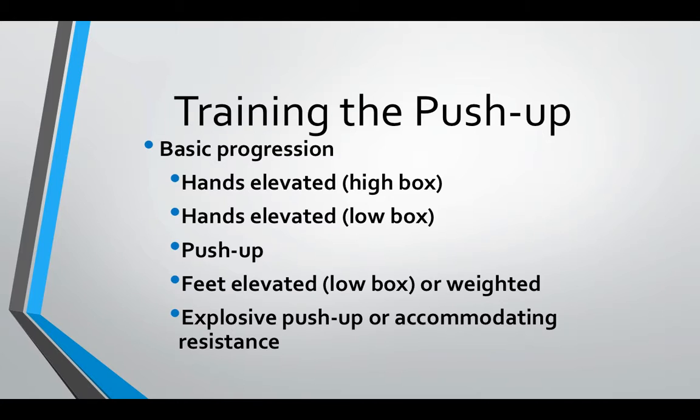So, basic progressions. Starting out, no upper body strength. You'd start on a 24-inch box, then we'd lower it down to an 18-inch box, then eventually working to the floor. This is the one way to just progress the movement. Then we can layer upon this.